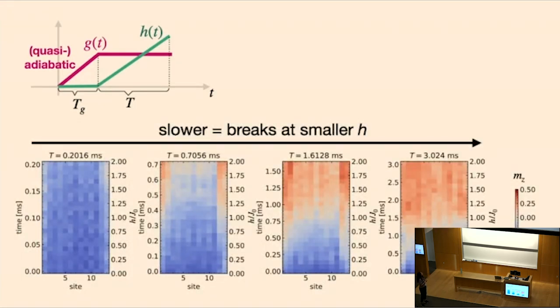We do, again, the same kind of ramp, and now we look at what happens. This is the magnetization, this is the position, this is time, and this is for different values of the total evolution. And as you see, you tend to observe string breaking at some value of h that is smaller and smaller as you go slow. Okay, so the slower you go, the smaller the value of h where you observe string breaking. So you go from negative to positive magnetization.